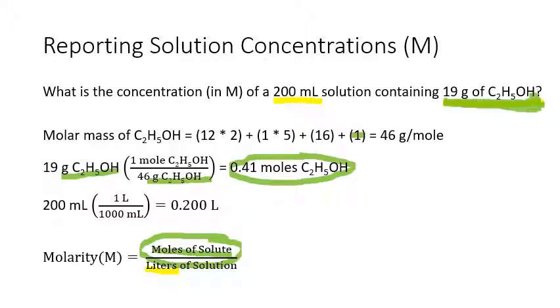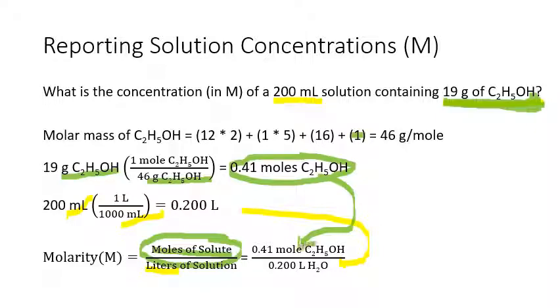We know that there's 1,000 milliliters in 1 liter. Milliliters down here cancel with milliliters over here. We're left with 0.2 liters of sample. And then we just plug things in. 0.2 liters, that's our volume. 0.41 moles, that's our number of moles. Moles per liter. And the concentration, therefore, is 2.1 moles per liter, or a 2.1 molar solution of C2H5OH. So that's our concentration of this particular solution in moles per liter.